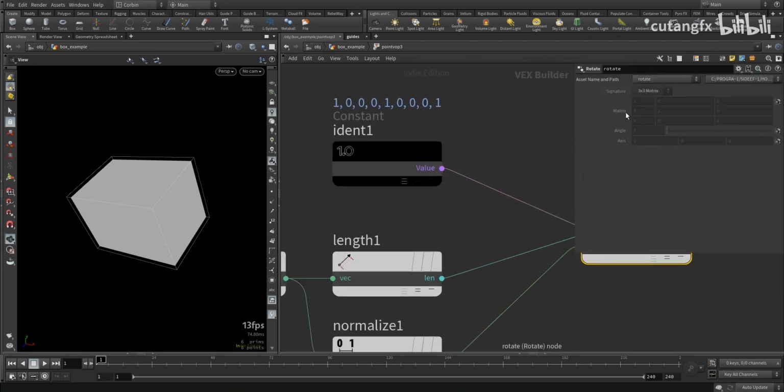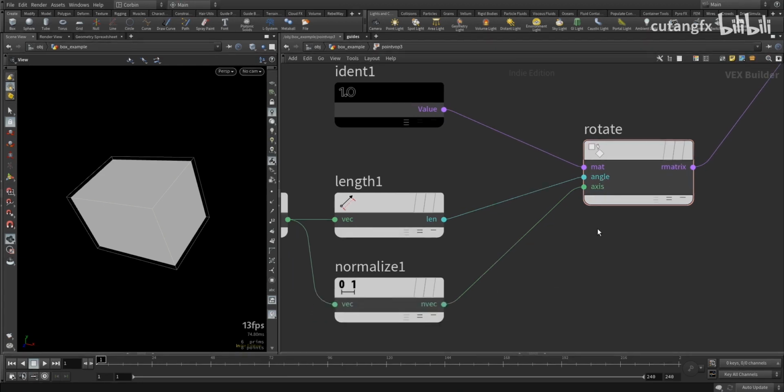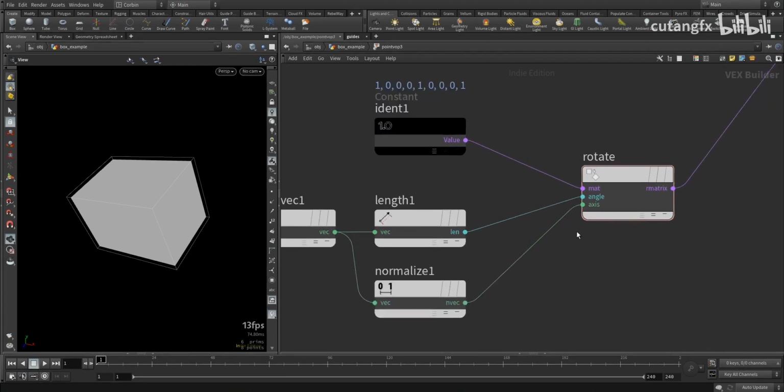But we have a rotate node. Now the rotate lets us rotate a matrix by an axis and an angle. I mentioned to you before when we spoke about quaternions that there's Euler, and there's axis and angle, and then there is quaternion rotation. Now the rotate wants it in the format of axis and angle.